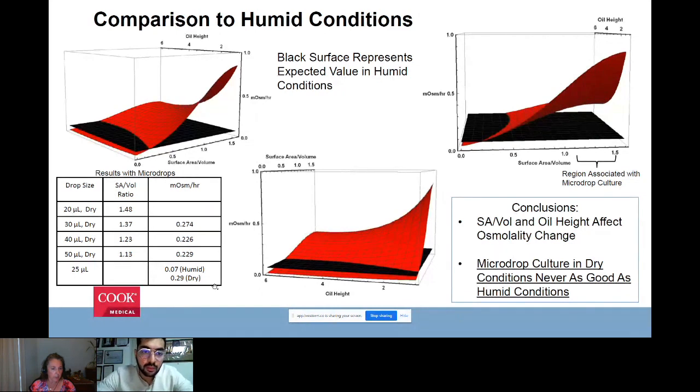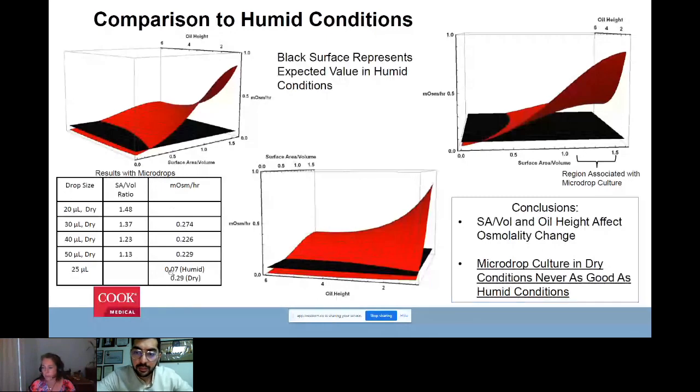So every day that you culture in dry conditions, you expect the osmolality to rise. For 30 microliter, you're going to have a rise of about 0.2. For 40 microliter drops, about 0.22, and for 50 microliter drops, again about 0.22. But if you look at it with 25 microliter in a dry environment, you have a rise of milliosmolality per hour of about 0.29, which again, all of these are way higher than if you culture in a humid environment, where you only expect about 0.07 milliosmol change.